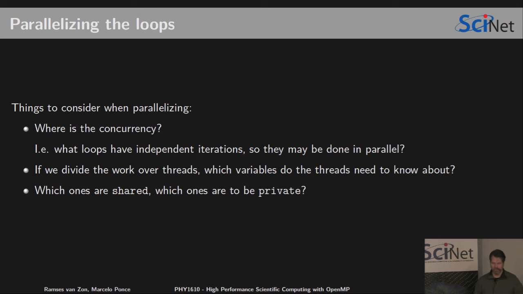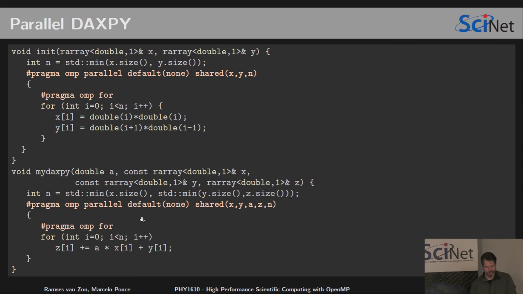Then the other thing that we have to do, but that's what OpenMP is good at, is to divide the work over the threads. And then we have to decide, for that parallel region, what variables need to be shared and what needs to be private. In other words, what does each thread need to know from the global shared space, and what do they need to know just for themselves. The initialization also had a for loop. Each for loop iteration was independent, and so that can also be parallelized.